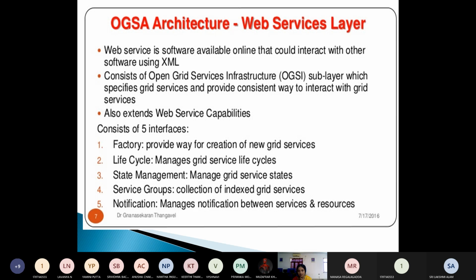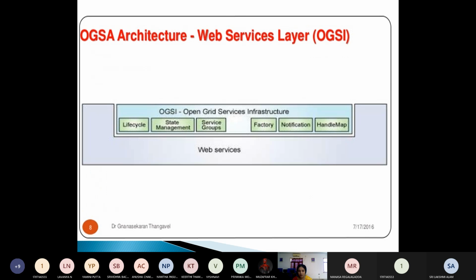So in the web service layer we have the Open Grid Service Infrastructure available. These are the sublayers of the web services, and they specify the interaction between grid services. It specifies the grid service that provides a consistent way to interact with grid services. It also has extensions of the web service capabilities. In this diagram of the web service layer, the Open Grid Service Infrastructures are available here.